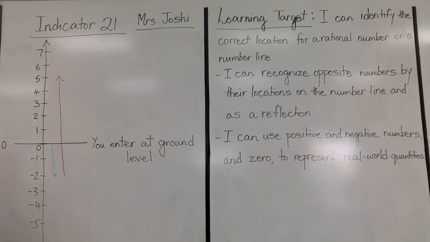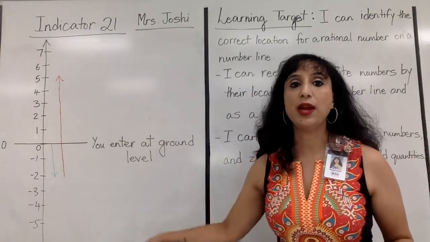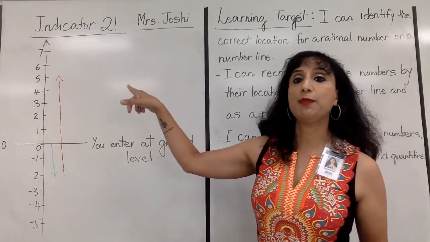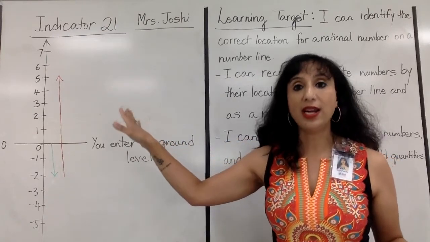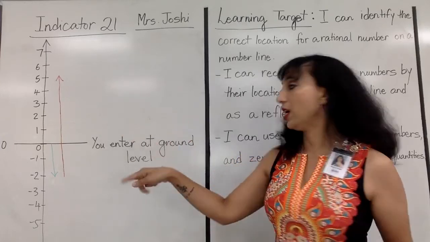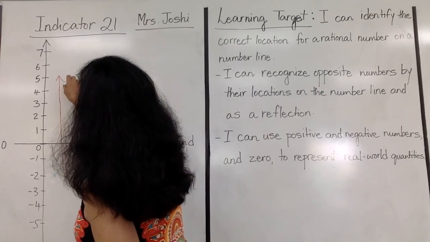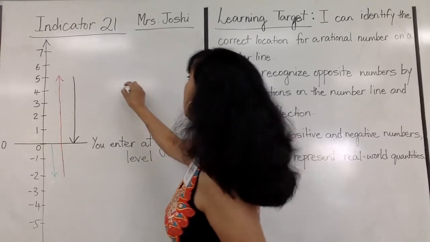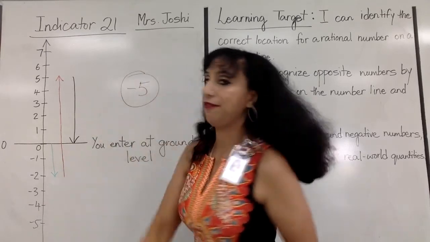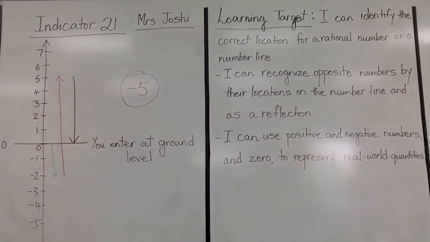Then it's saying write an integer that represents the return to ground level. Right now, where are you? You went down 2 floors, then you went up 7 floors. So you are at positive 5. Please don't write positive 5 as your answer, because it's asking for an integer that represents the return to ground level. In order to return to ground level, I have to start at 5 and go down 5. So your answer would be negative 5.